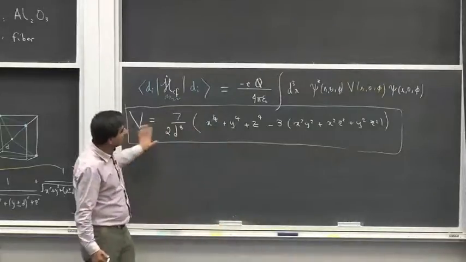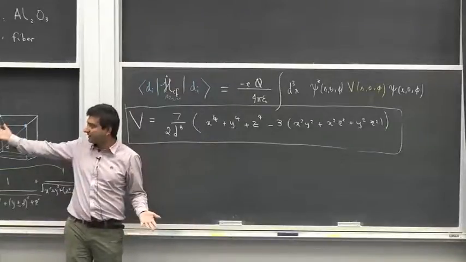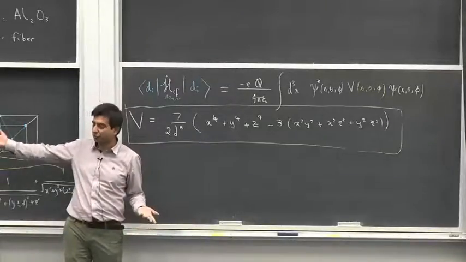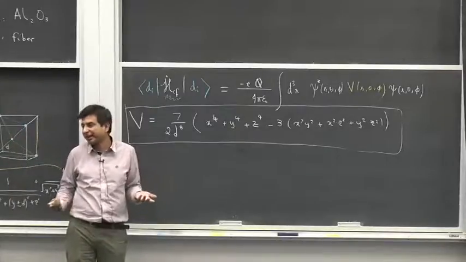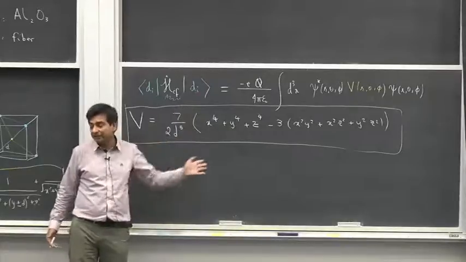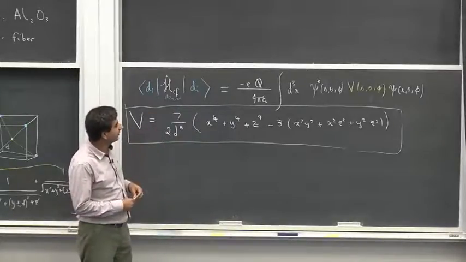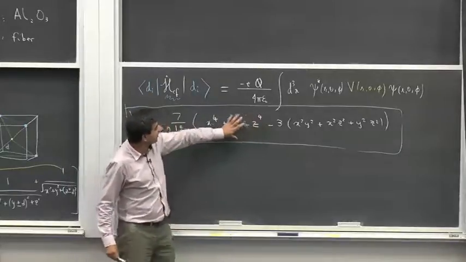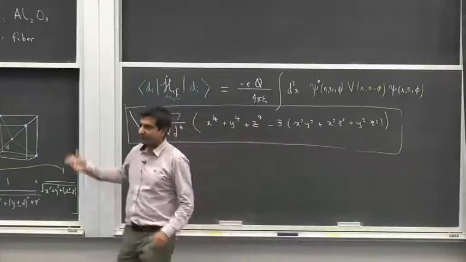So this is now my potential. First of all, notice it's symmetric because the environment is totally symmetric. It's a cubic environment, cubic symmetry. So it doesn't have terms like x, y, and z. It has all even powers. All of these terms are on equal footing because of the symmetry of the environment.